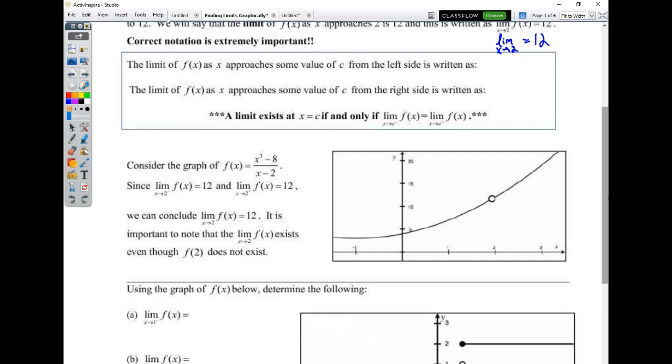Other things we need to know how to do. We need to know how to write the following limits. We need to understand how to write the limit of f of x as x approaches some value c from the left side. How do we write that? Hopefully you remember that. So what are we taking? A limit of f of x as x approaches c. But I want to approach c from the left. How do I write that? Negative. Where's the negative go?